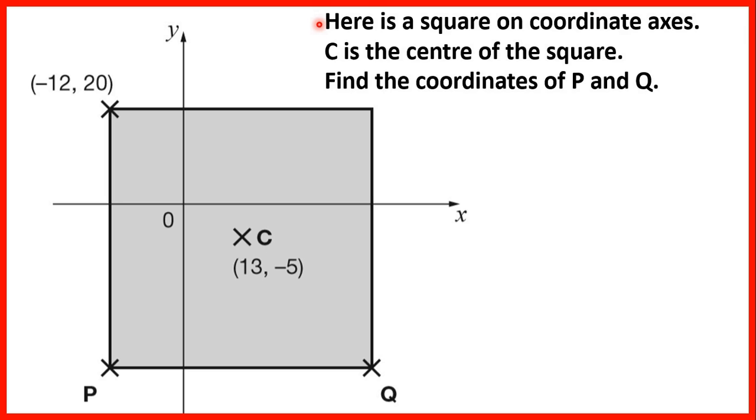Here is a square on coordinate axes. C is the centre of the square. Find the coordinates of P and Q. So let's look at P first.